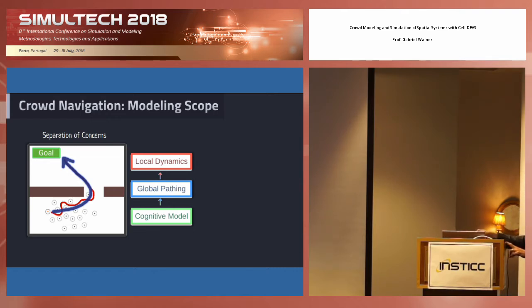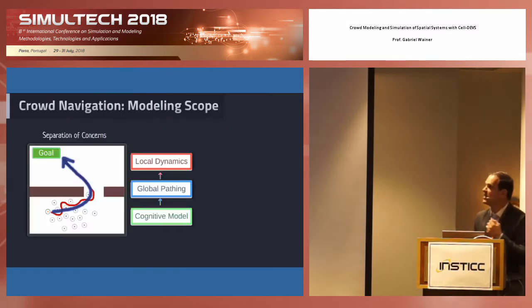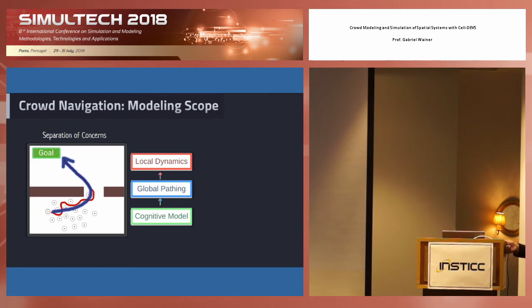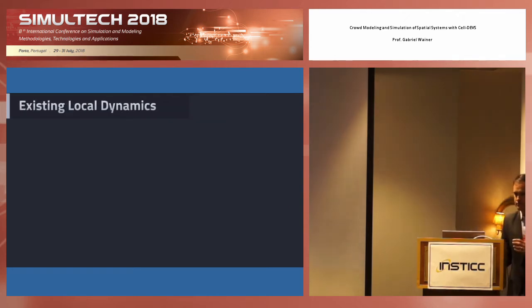I'm talking about the local dynamics. Coffee break, everybody, so coffee break. So how do I deal with the local interactions when we all go to the coffee break? So this research is about that, and how do we deal with the local dynamics? It's a dense modeling technique, and the density is 10 square feet per person. It's a tiny, crowded place, okay?